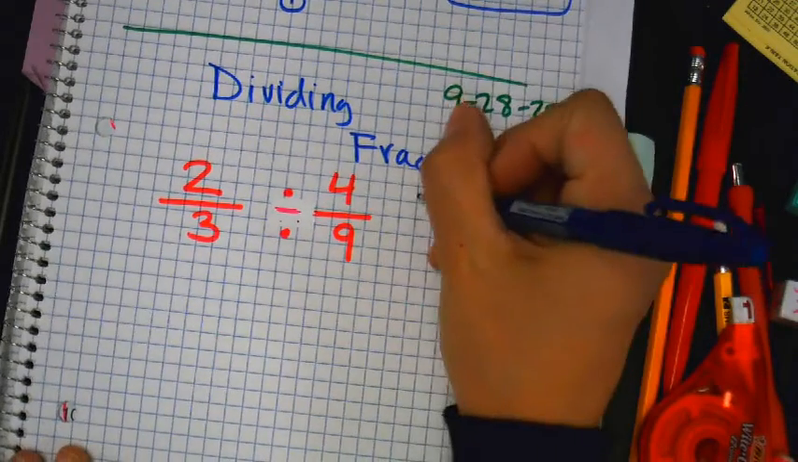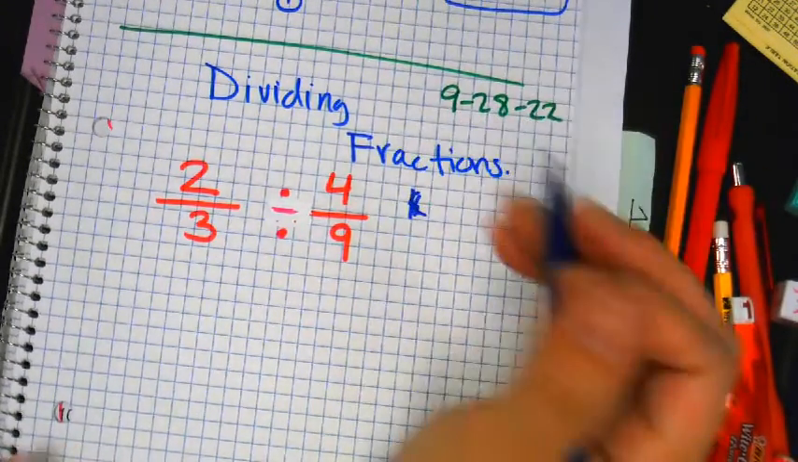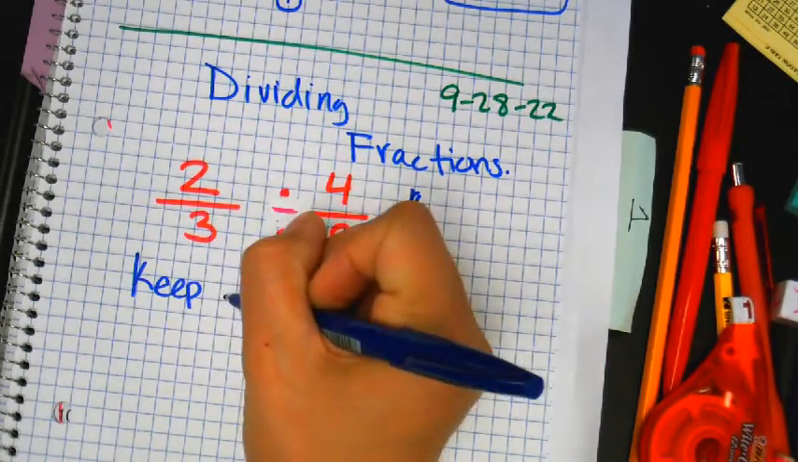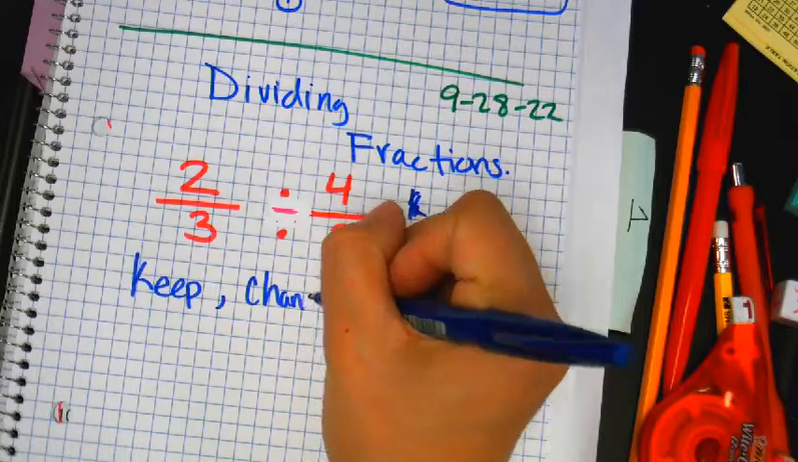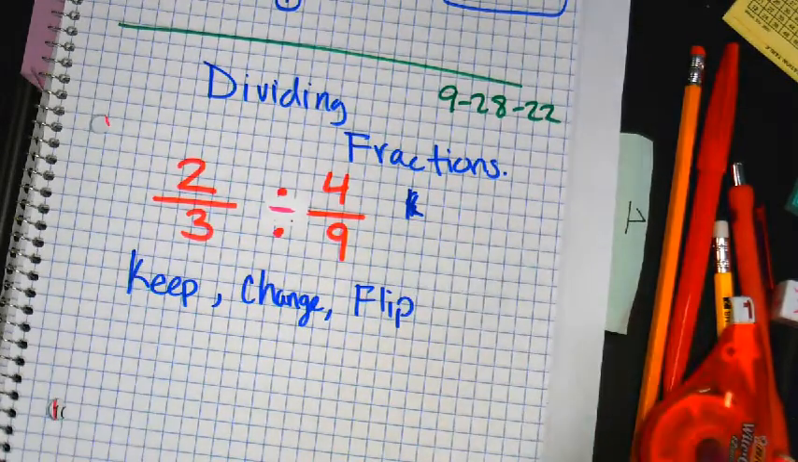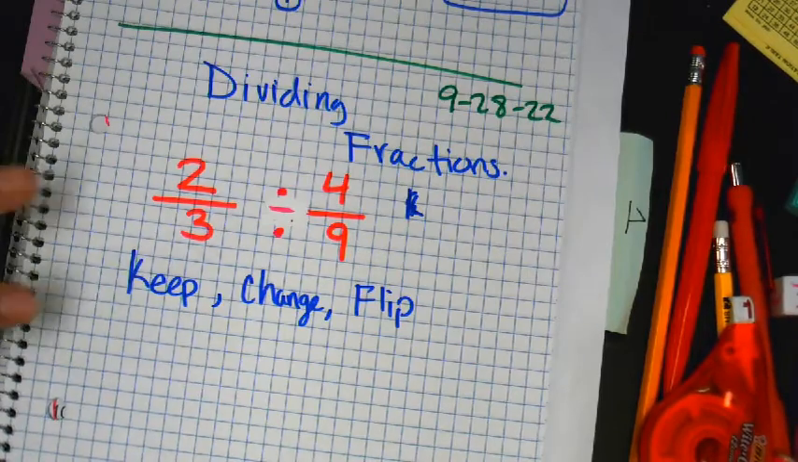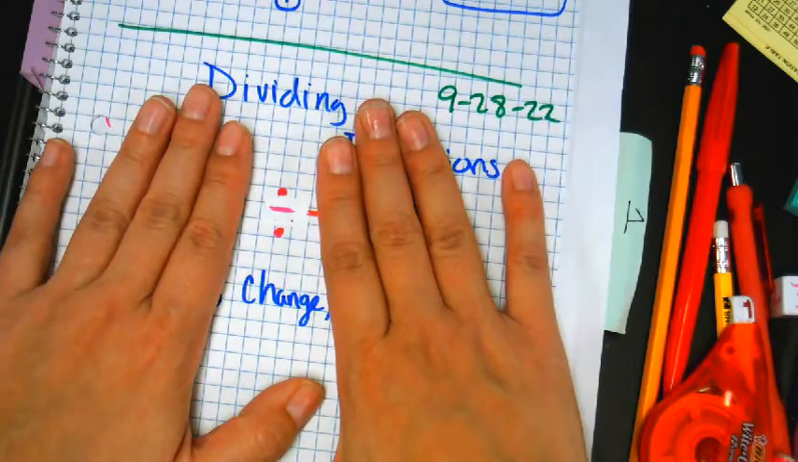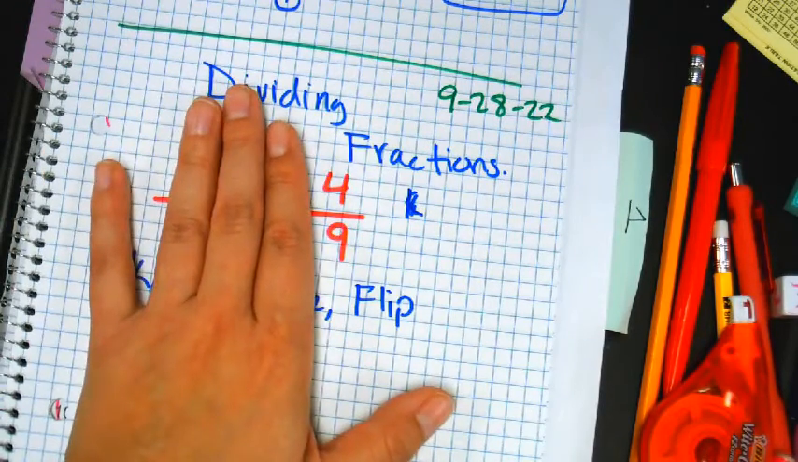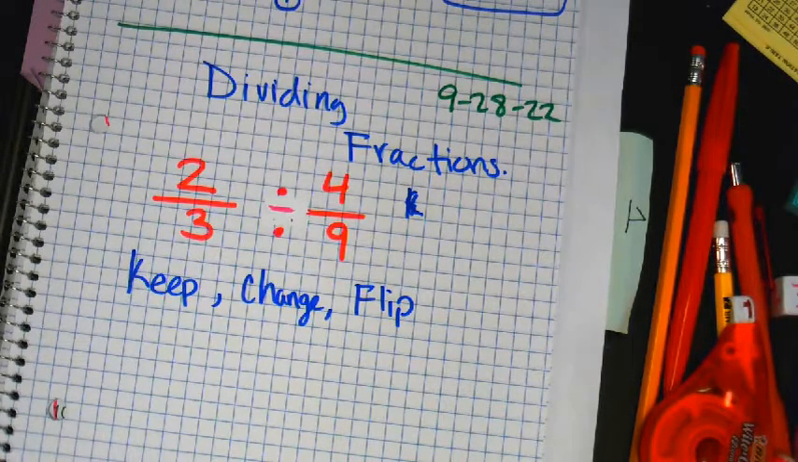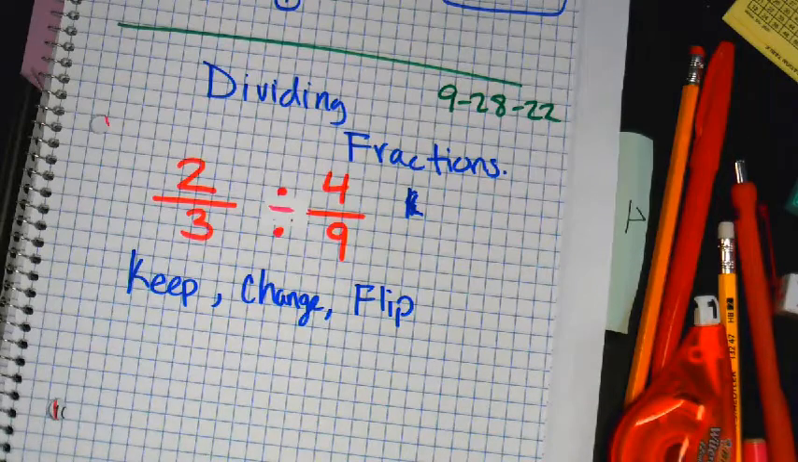Okay. So how do you divide fractions? You don't. You keep, change, flip. Write this down in that order. So you keep the first fraction. You change division to multiplication, and you flip the last fraction. Keep, change, flip. KCF, not KFC, KCF. All right?